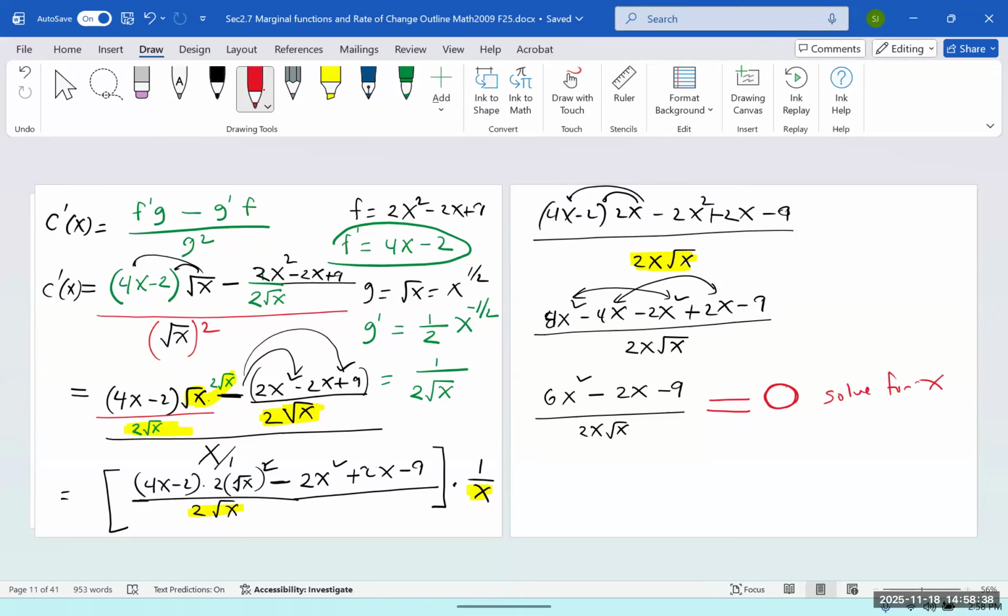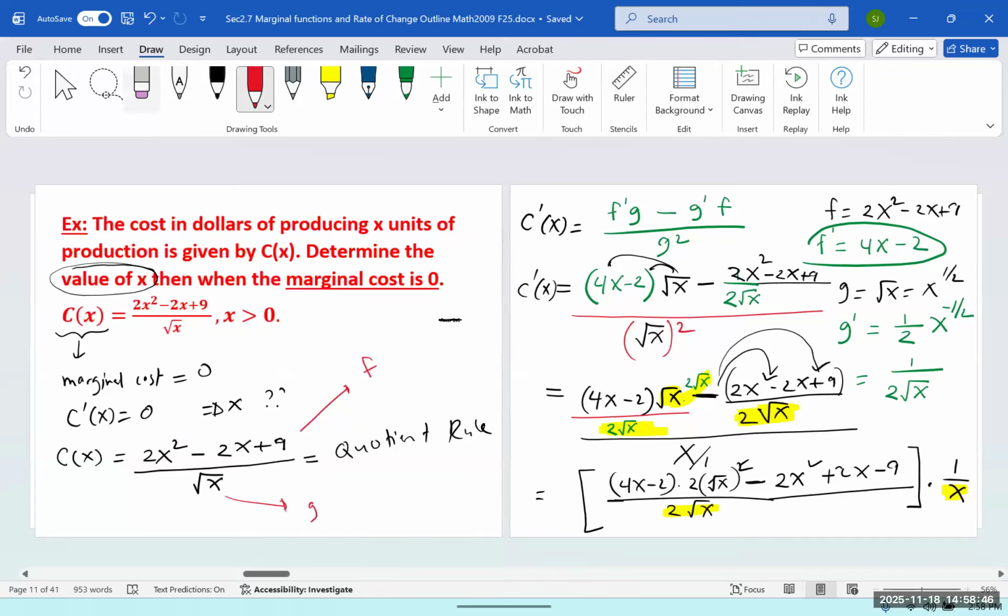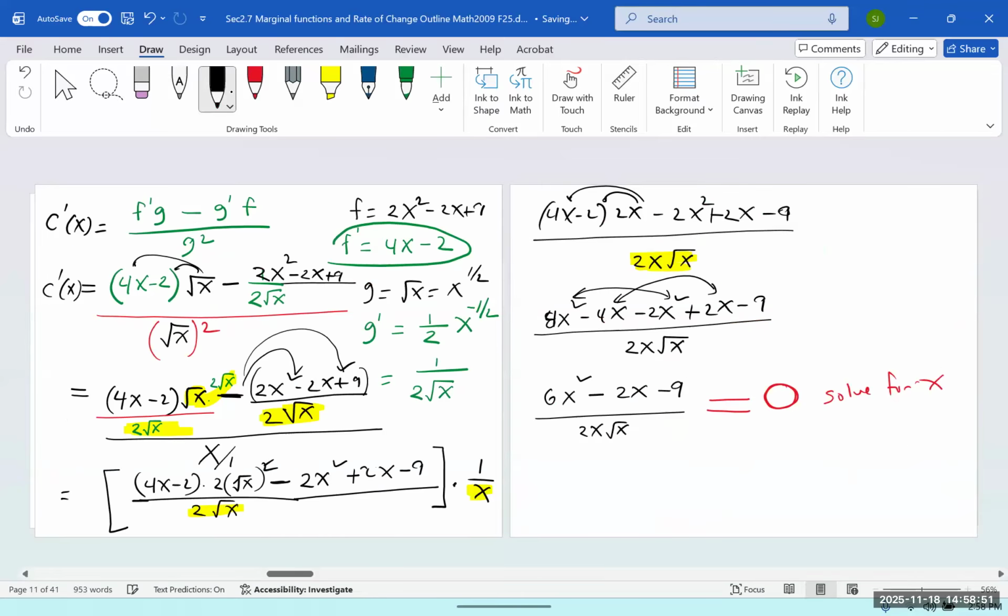So you go and use the quadratic formula to solve for x. Do you have a whole number? No. This is not factorable, so you go to the quadratic formula. When you solve for x, the denominator vanishes, and you're left with only the numerator: 6x squared minus 2x minus 9 equals 0. So x equals negative b plus or minus square root of b squared minus 4ac, whole thing divided by 2a.